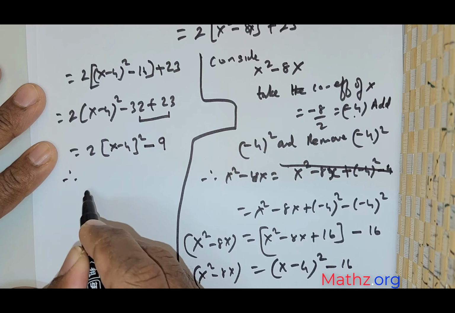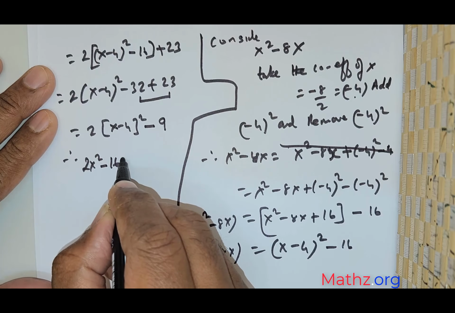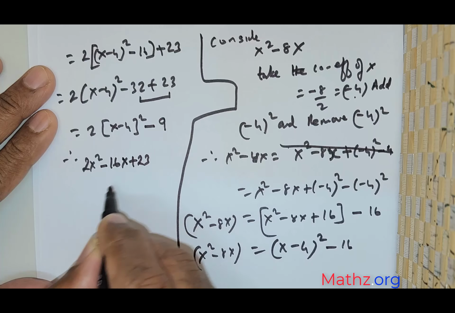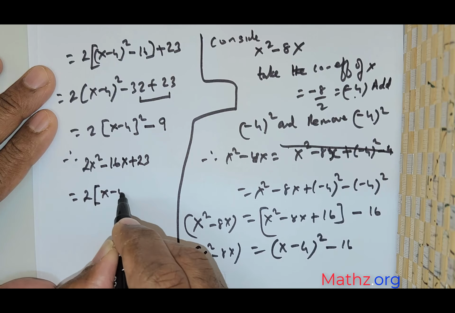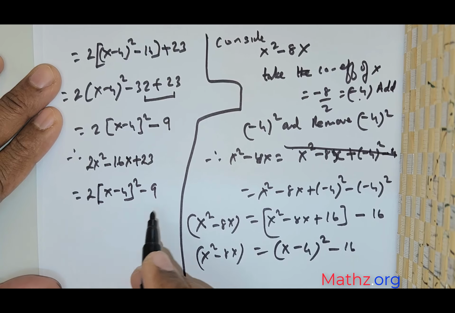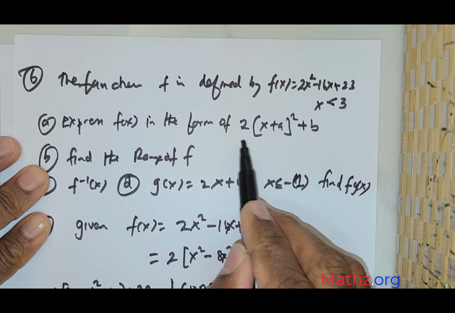So what have you done? You have rewritten 2x squared negative 16x positive 23 as 2 times (x negative 4) the whole squared negative 9. This is what is required, and that is exactly what we have achieved.